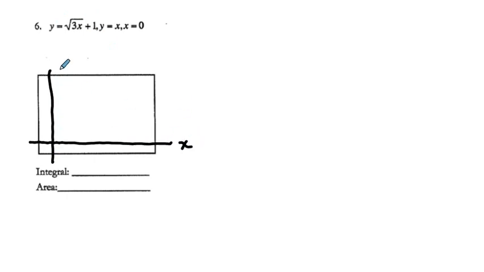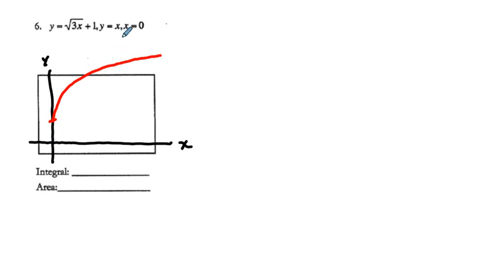So we have our xy coordinate plane again. And what we're going to have is this quantity, the square root of quantity 3x plus 1. We're going to start here at our y-intercept of 1. And we're going to have a square root curve. It's going to be kind of like the parent square root function, except it's going to be stretched by a factor of the square root of 3.